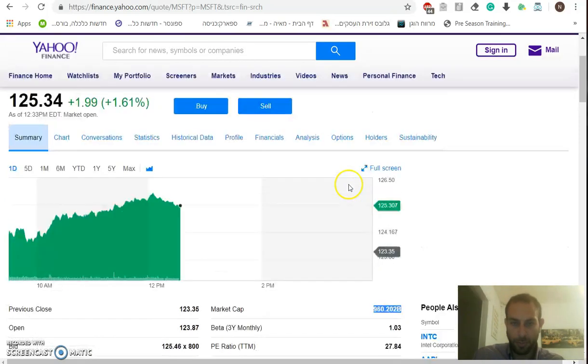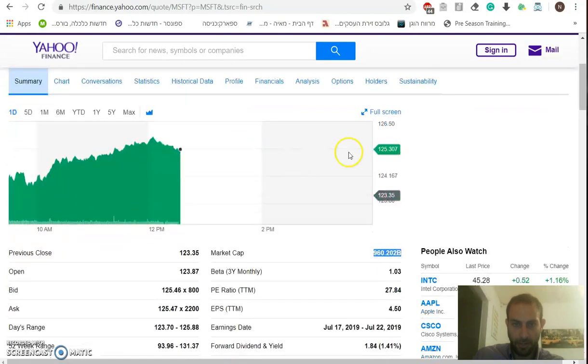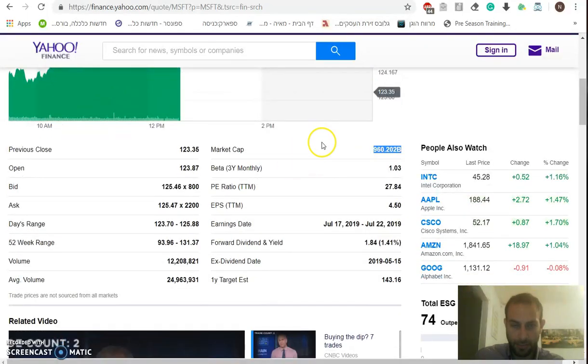And if we go here on the page in Yahoo Finance, we'll scroll down to the forward dividend yield. We can see that the company is paying a dividend. Here we can see the date, and here we can see the dividend yield. The dividend yield, it means per share.